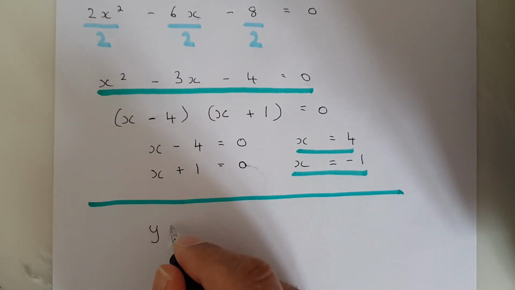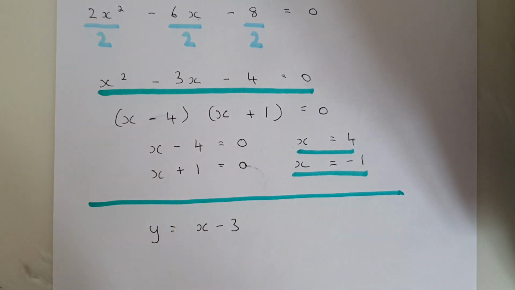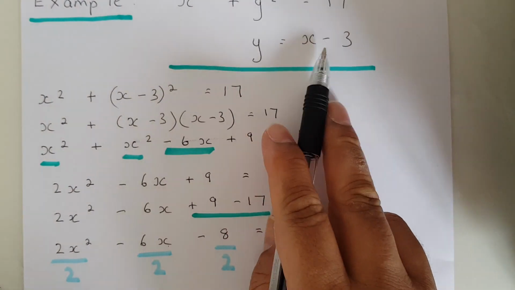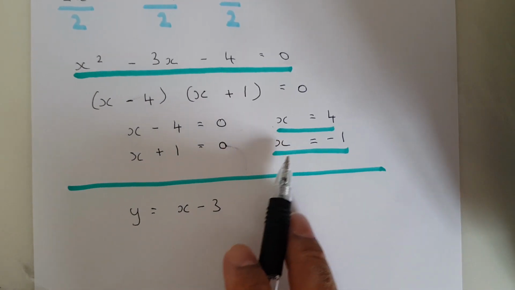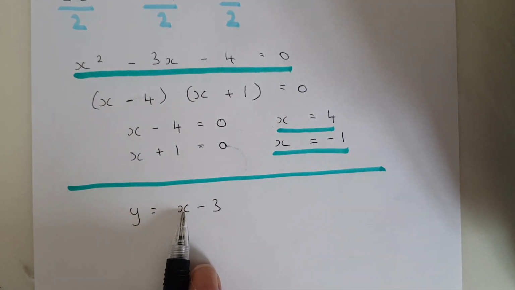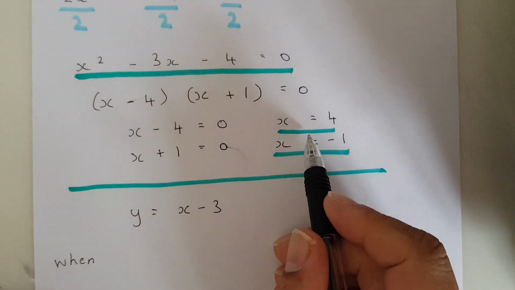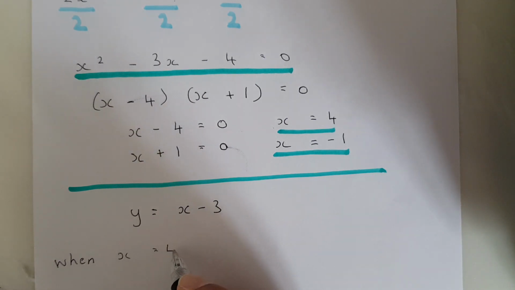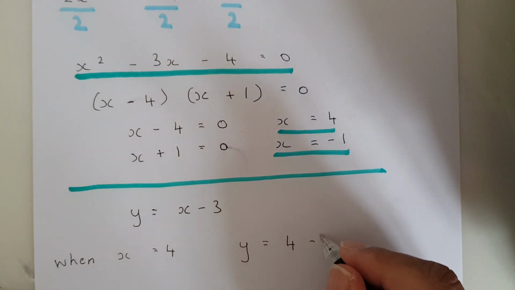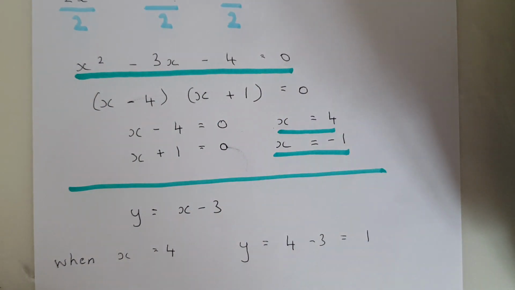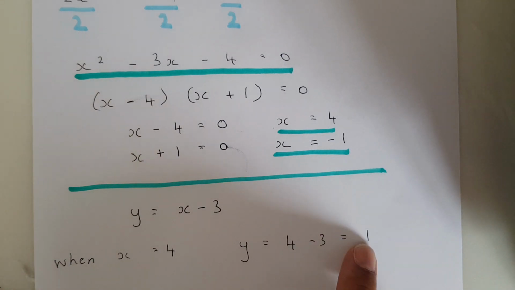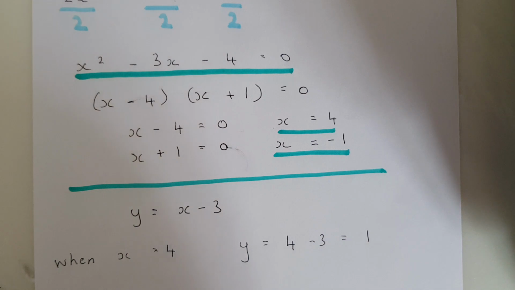So y equals x minus 3. And that was from the equation above, okay? That was from there. y equals x minus 3. Now we can plug in our x in there and we'll get the values of y. So when x is 4, y is equal to, so when x is 4, I'm going to put 4 in there. So 4 minus 3 equals 1. Okay? So y is 1. So when x is 4, y is 1. Okay? Let's do the other one.